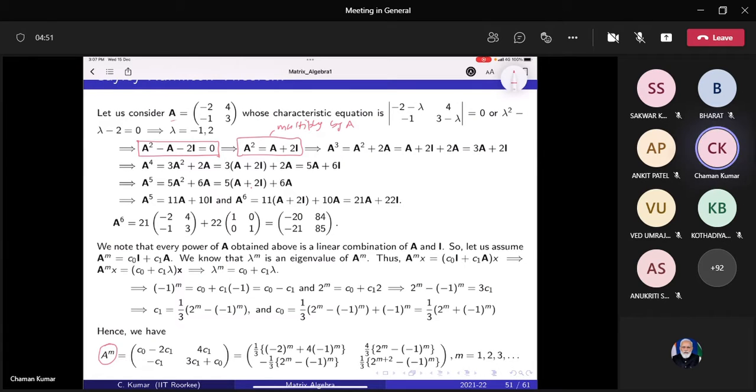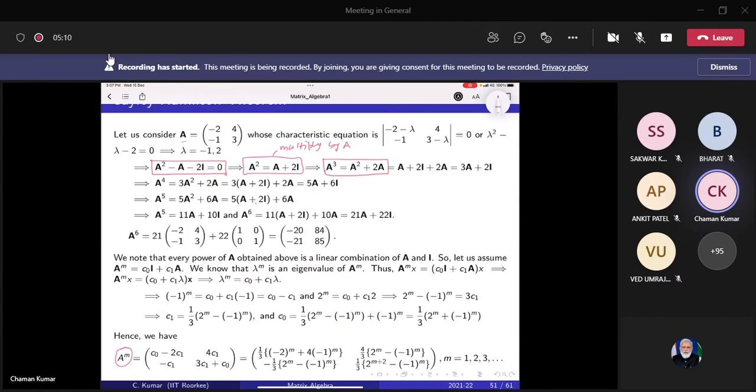So on the left hand side, you have A raised to 3. And on the right hand side, you have A square plus 2 into IA. Identity matrix times the matrix A gives you A. So you get 2A. So that means when we multiply this equation by A, we get this equation A raised to 3 is equal to A square plus 2A.